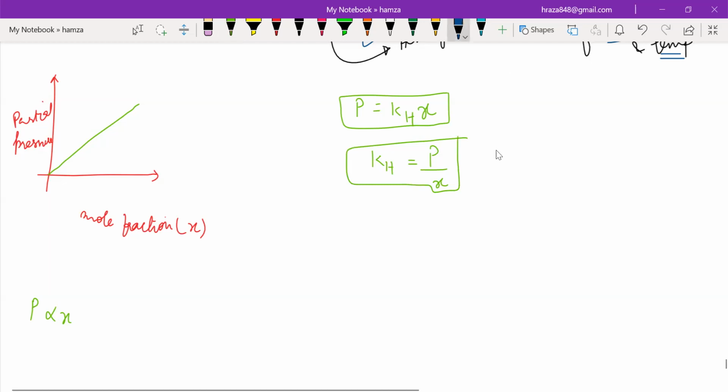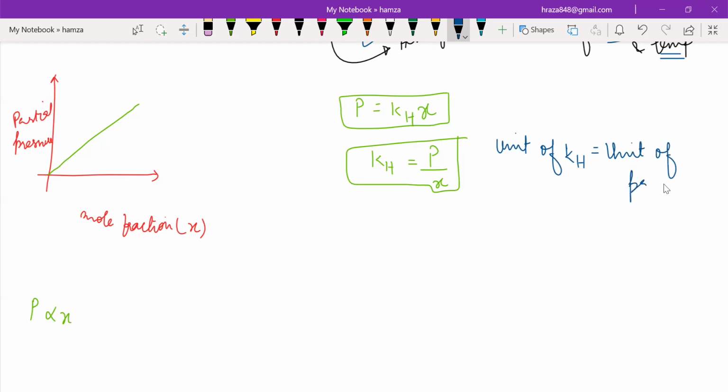Now see, can anyone tell me the unit of KH? The unit of KH will be equal to the unit of pressure. Why is it so? Because we know that this mole fraction X is unitless, so whatever is the unit of pressure, that will be the unit of KH, that is Henry's constant. So the formula for KH is P by X.